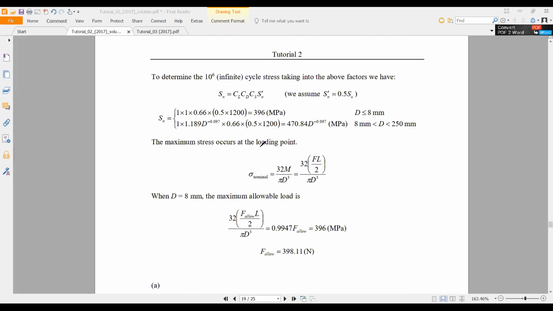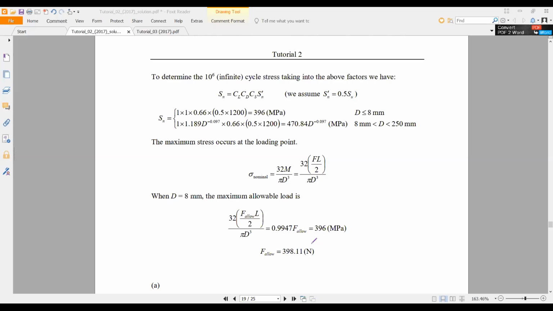So the maximum stress point, again, there is no stress consideration. That's why only the loading point is available. So you need to consider the loading point and bending moment and other things, and substitute. Find out the maximum allowable force using this one. So this equation should be equal to this one if it is 8 millimeter. If D equals 8 millimeter or less, this one should be equal to this, isn't it? Then you can find out the allowable force.